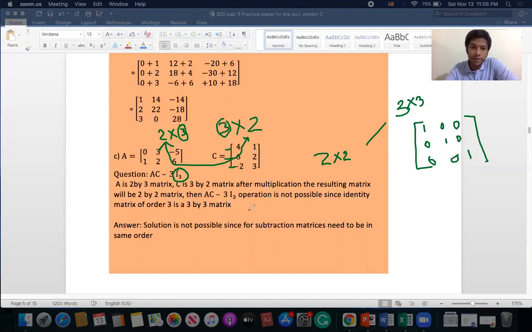If this were I2, it would be possible. I2 means 1 0 0 1. If it were written I2 minus 3I2, then this work is possible, and we would have to do the work in that case. First, we multiply them, then we do the subtraction, because then the order is the same. But in this case, this solution is not possible because for subtraction, matrices need to be in the same order. That's the problem here.